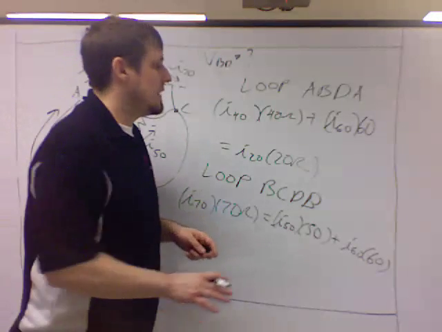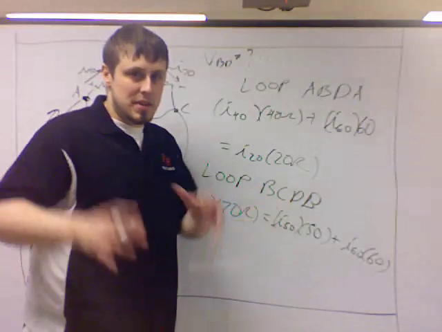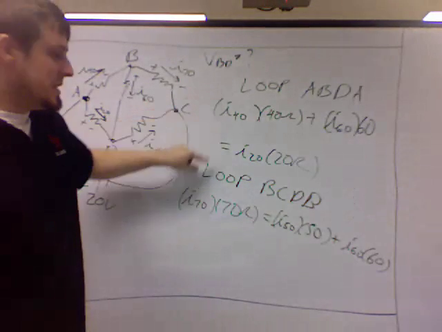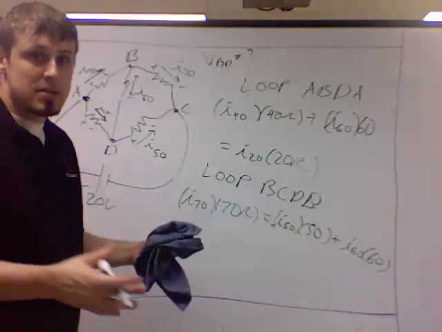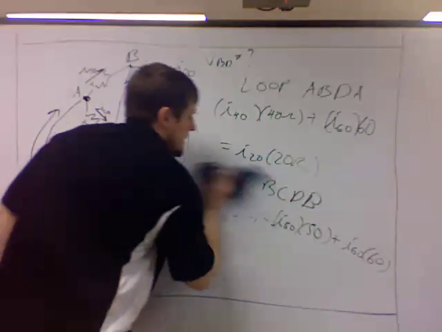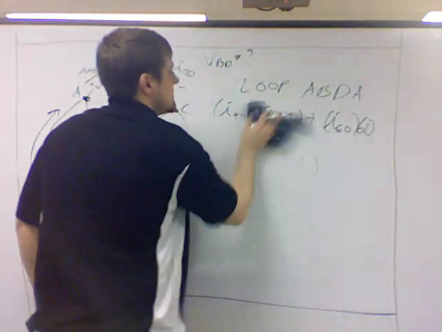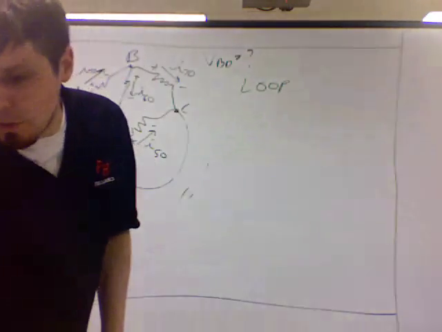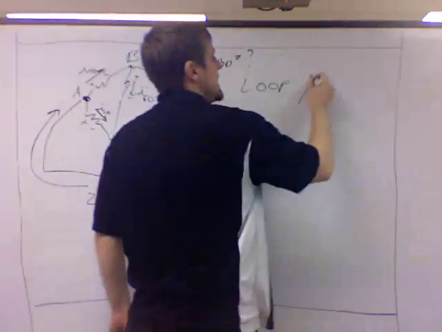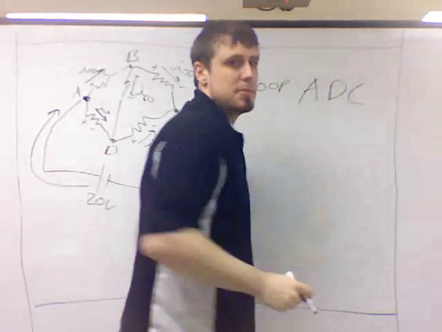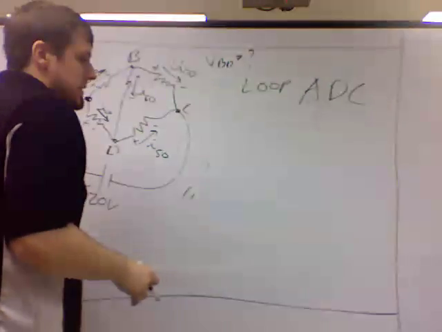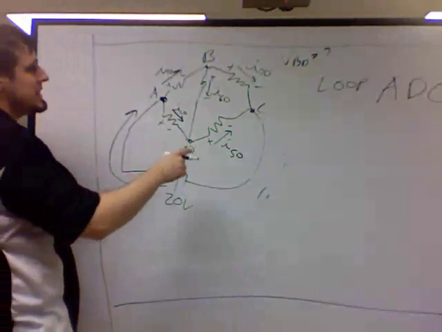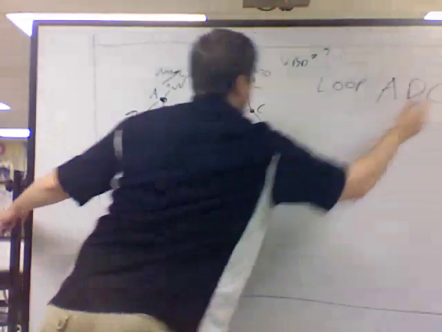That's the key. And that's why you could have done way more loops and picked and chose which ones you wanted to use. So I'm going to erase these 2 loops. If you don't have them written down, pause, jot them down. And now we're going to take a look at loop ADC. And not surprising, one of the loops is going to go through the battery. Slide this back over a little bit. All right. So ADC, and then of course back to A.